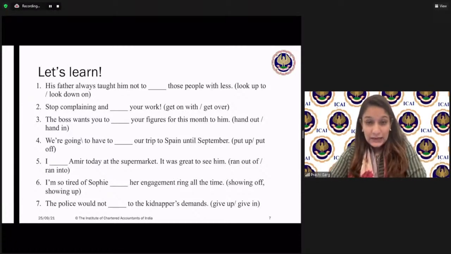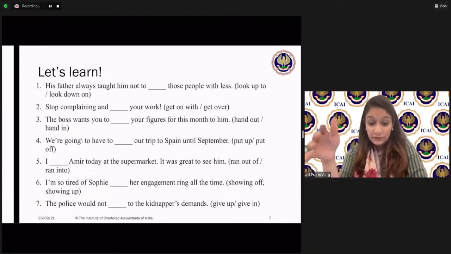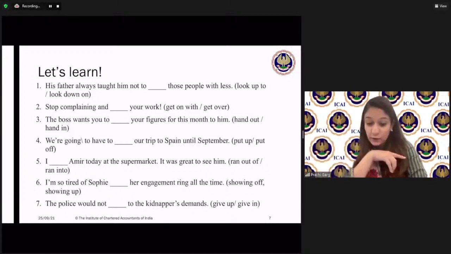Stop complaining and get on with your work. The boss wants you to hand in your figures for this month to him. Hand in is to submit. Hand out is to give out something. So the boss wants you to hand in your figures for this month to him.